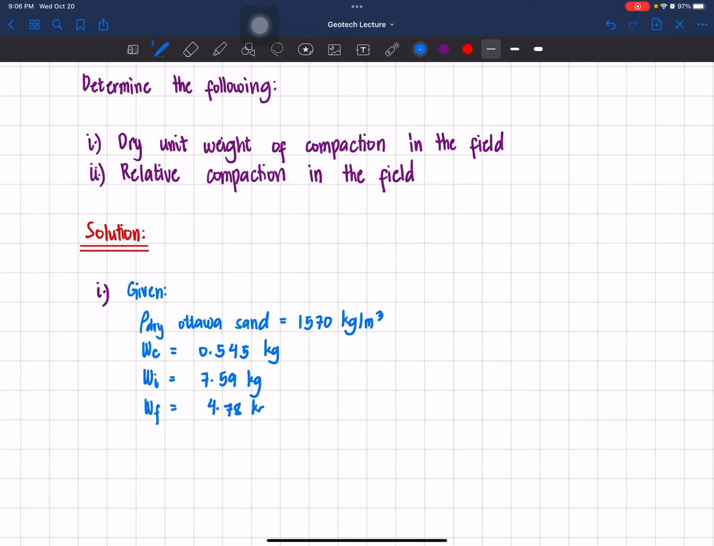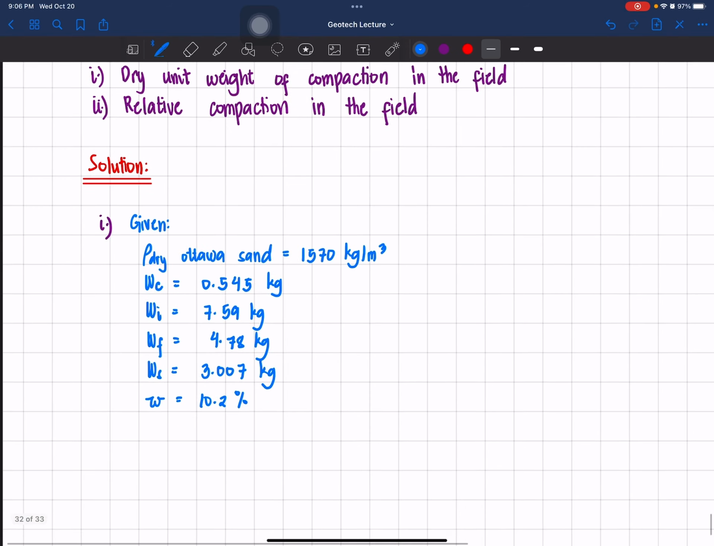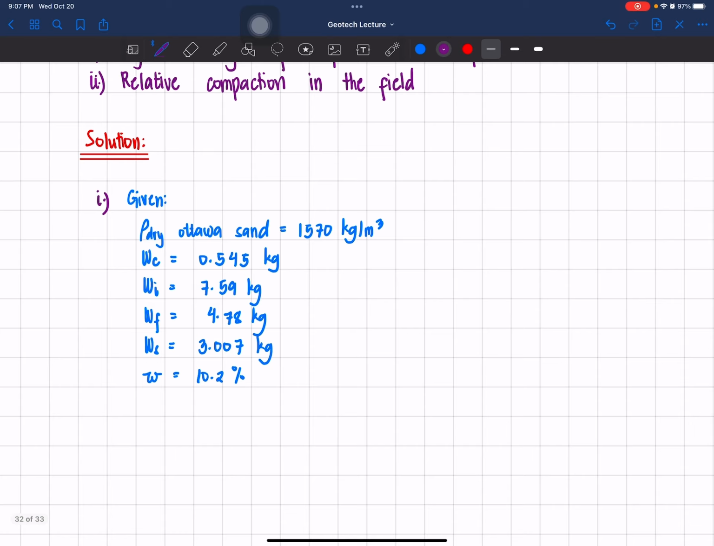Okay? So, we have 4.78 kilograms. Ayan. And then yung weight of soil natin, okay, that is the moist soil, okay? So that's 3.007 kilograms. And then yung moisture content ng soil natin, baka ganun kayo, ma-confuse kayo. So aartihan ko ng konti yung W. Okay, so 10.2%. Okay? 10.2%. Okay. So, first step na gagawin natin is actually we have to determine the weight of the soil to fill the hole. Okay? So, hindi natin alam kasi kung ano yung weight of soil to weight ng Ottawa sand.